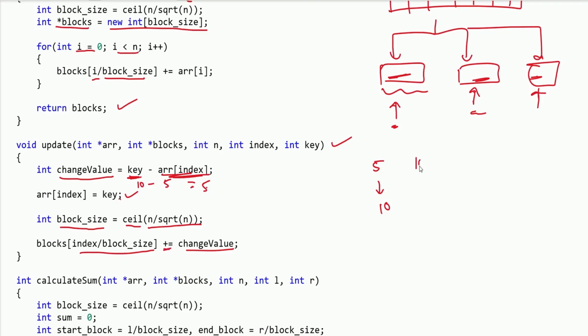Okay. And if I am going from 10 to 5, what happens is the old value was 10 and the new value is 5. So I have to reduce 5 from the sum. So this change value is 5 minus 10, which is minus 5, and I'm adding minus 5. It means it is reducing it by 5.